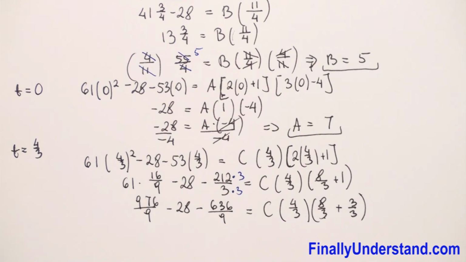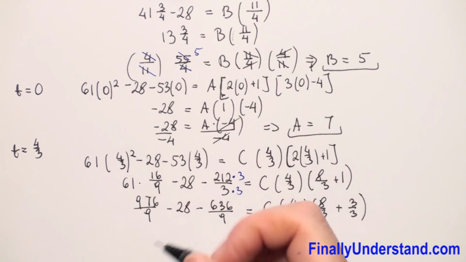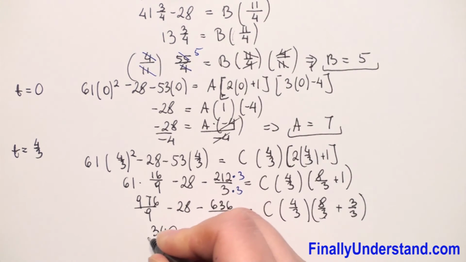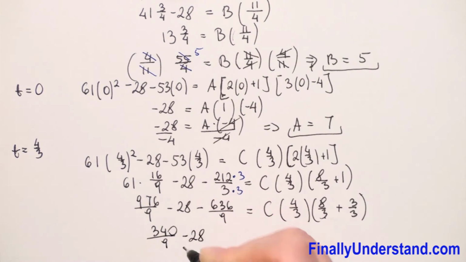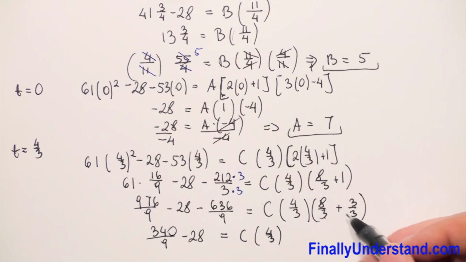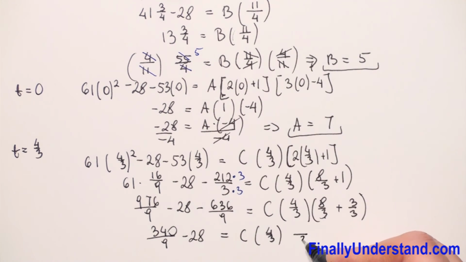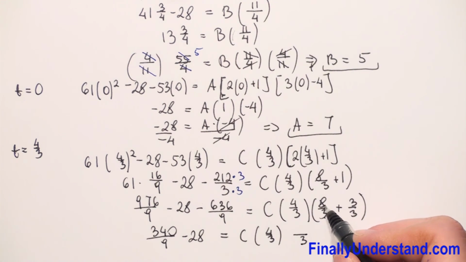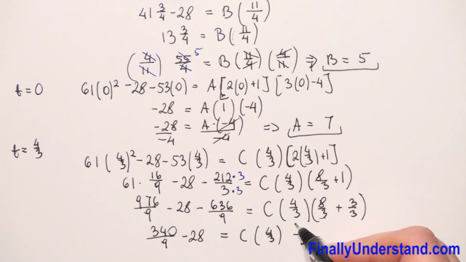And now I can add these two fractions, and now we can do subtraction of these two fractions on the left side because we have the same denominators. So 976 minus 636, this is 340 over 9 minus 28, and on the right side we have c times 4 over 3, and now the same denominator, so we can add these two fractions. How do we add fractions? We copy the denominator and we add numerators. 8 plus 3 is 11.